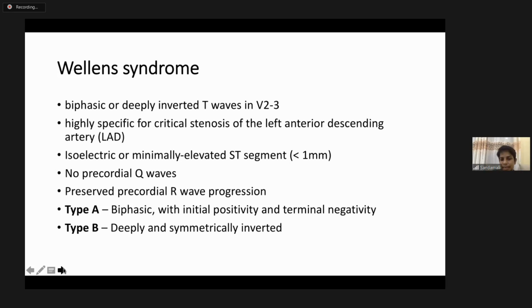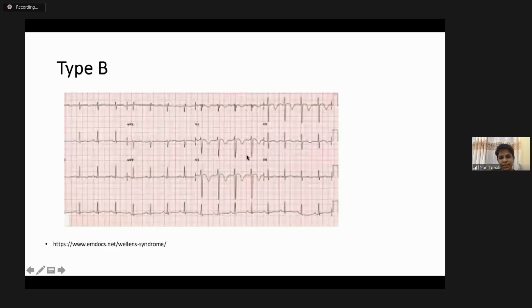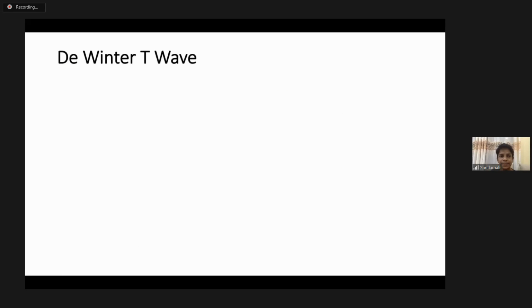and symmetric. You can see the type A Wellens pattern where you can see the T wave inversions in V1 to V3 leads, also V4 here, with biphasic pattern. And I'm sorry, this ECG is not very good quality. Again, symmetrical deep T inversions in V1 to V4 leads. This indicates most likely critical LAD stenosis.